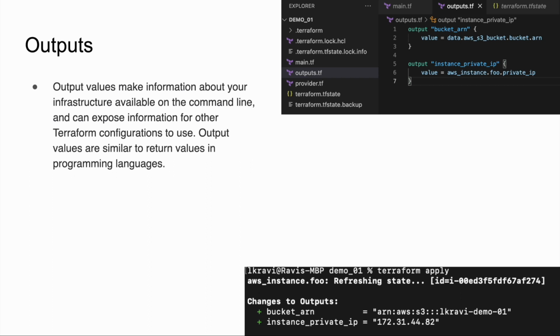it outputs the bucket ARN and the private IP I defined. So for example, like this use case, sometimes there will be different circumstances and you may need to get some output to a console or a different module. For that purpose, you can define the output values that you need like this.